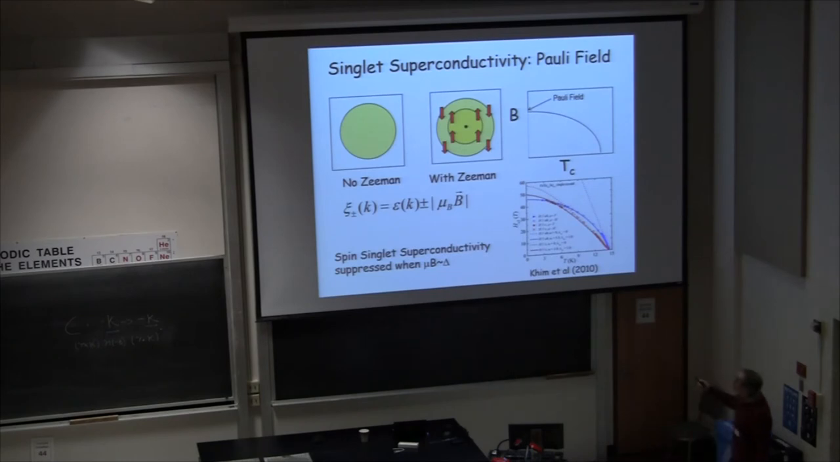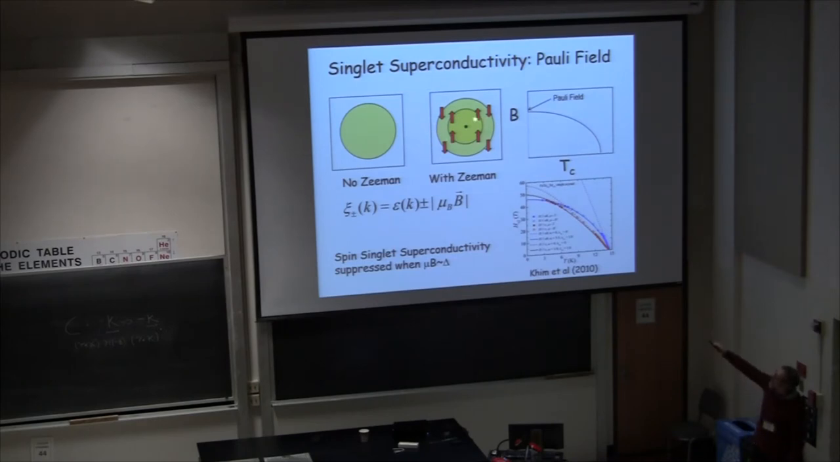Another consequence of the spin singlet superconductivity is that a magnetic field will break Cooper pairs. And the easy way to see that is, here I've drawn that same Fermi surface as before with no Zeeman field. And now I'm going to add a Zeeman field. So this Fermi surface is actually two Fermi surfaces on top of each other for spin up and spin down electrons. The Zeeman field then splits the energies of those, and you'll get two different Fermi surfaces, one for spin up electrons and one for spin down electrons.